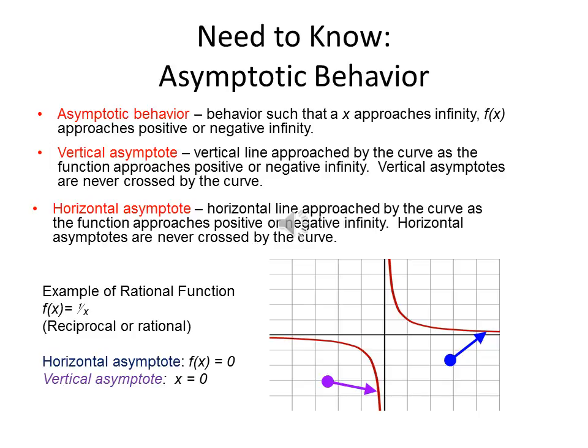Now we're dealing with another attribute of a function, which is the asymptotic behavior. Asymptotic behavior is a behavior such that x approaches infinity, if x approaches the positive or negative infinity. Now it has two characteristics. One could be vertical, a vertical asymptote.